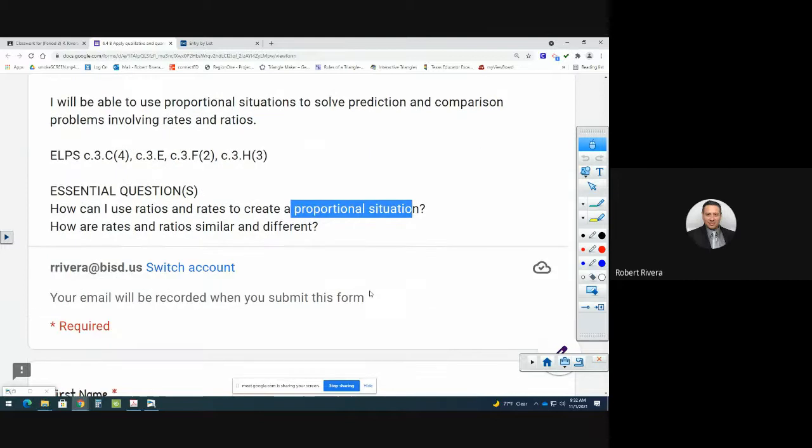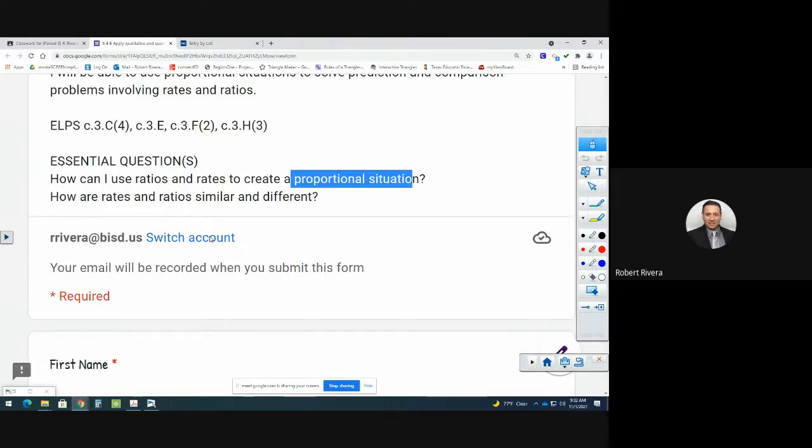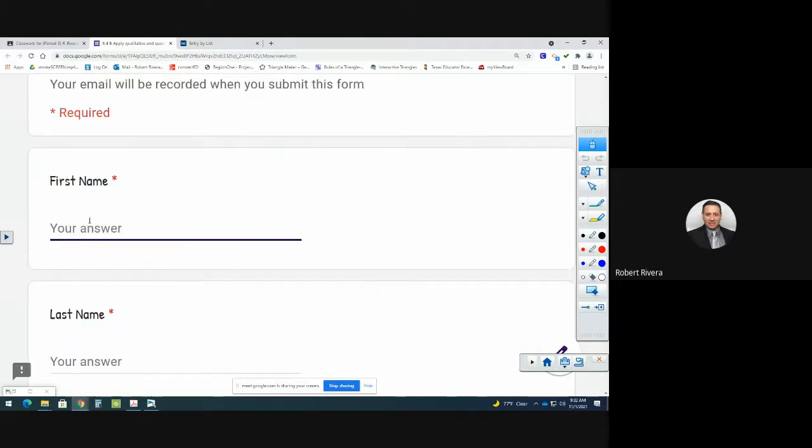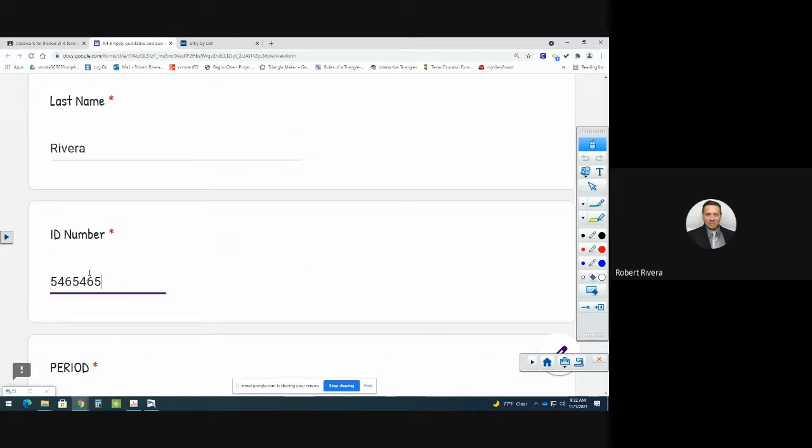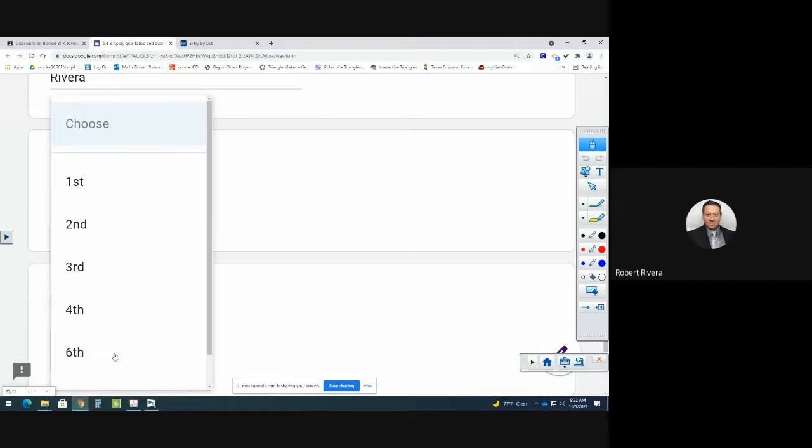So how are rates and ratios similar or different? That's the main thing that by the time we're done, we hope we know how to answer. Okay. So again, go ahead and write your name there. You should have opened this form already, so later we can start it. Your ID number, whatever it is, and this is third period.